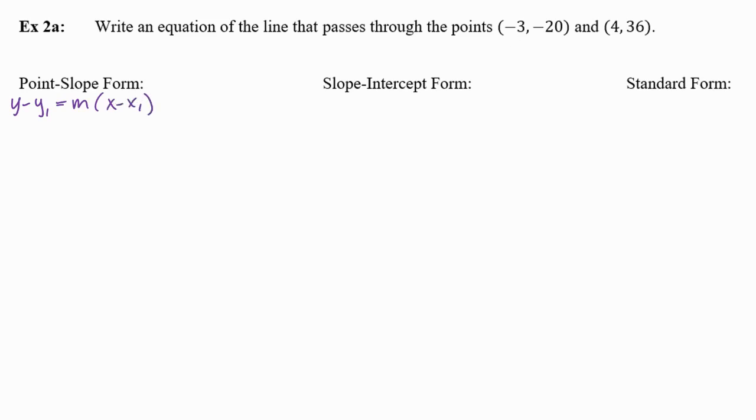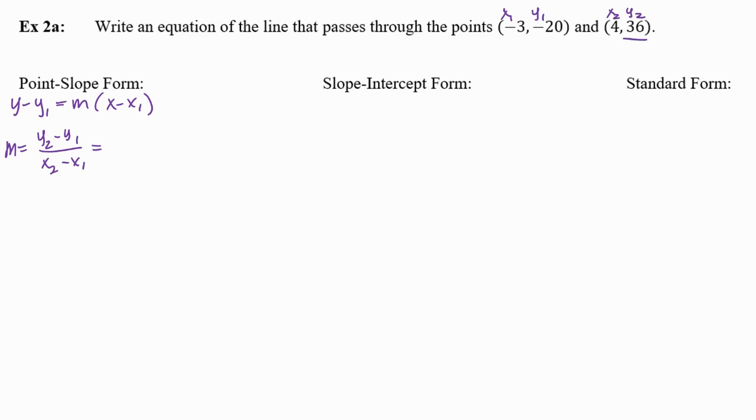We're given 2 points here. First thing we're going to want to calculate is a slope. This time around, we're going to use the slope formula, which is y2 minus y1 over x2 minus x1. Those represent 4 different quantities. So I'm going to label my 2 points going from left to right. (-3, -20) is the first point I see, so I'm going to label that x1, y1. (4, 36) is the second point I see, so I'm going to label that x2, y2, and plug these values in.